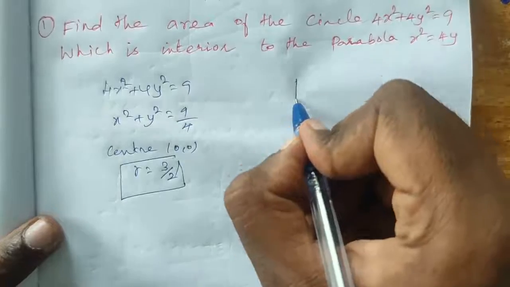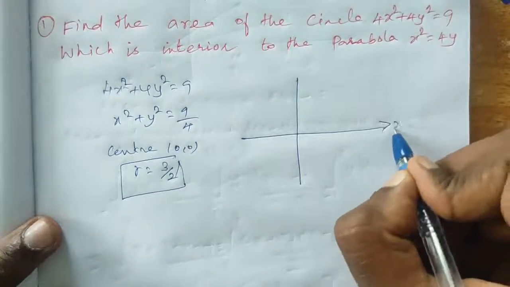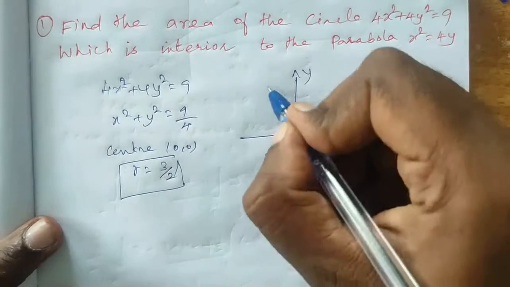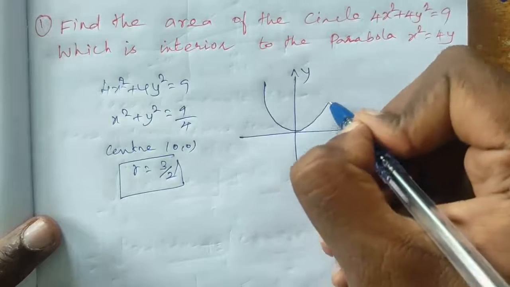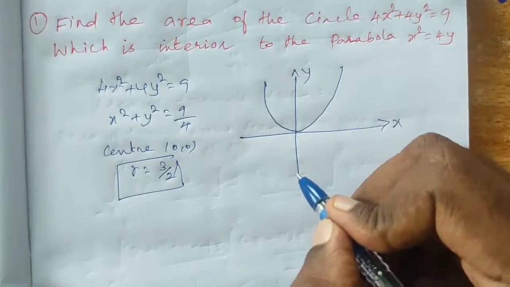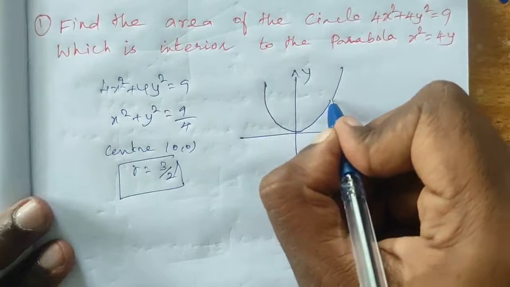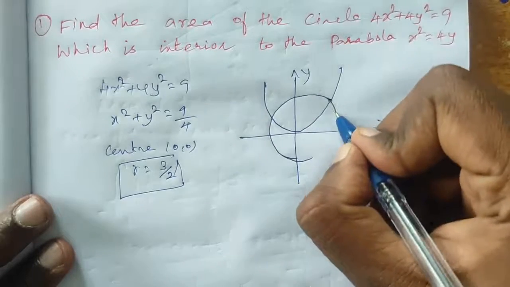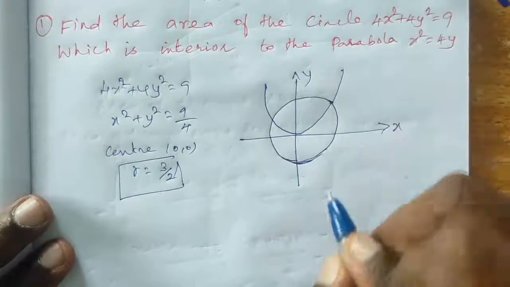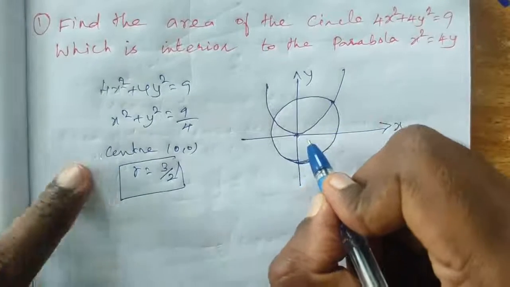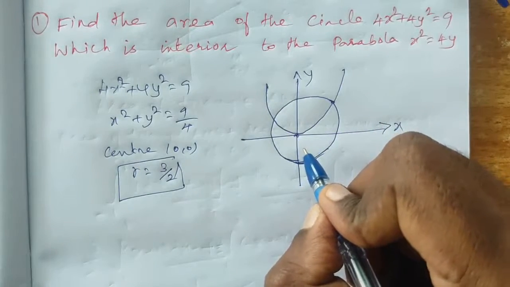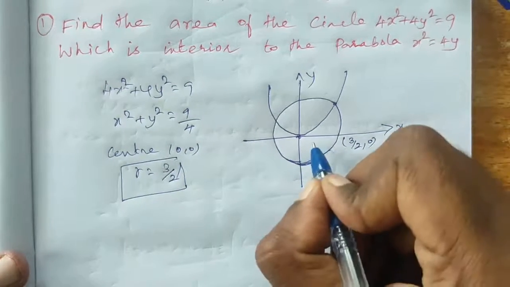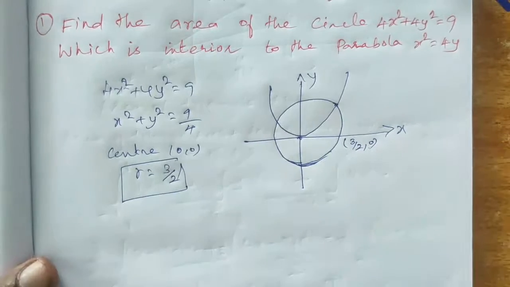Now we can draw the diagram. X square is equal to 4y, parabola opens upwards, and circle is given. So first you have to draw the circle, then we can draw the parabola. Listen here, circle is given. We have drawn center origin, 3 by 2 comma 0. So radius is 3 by 2. So 3 by 2 comma 0 is the point.